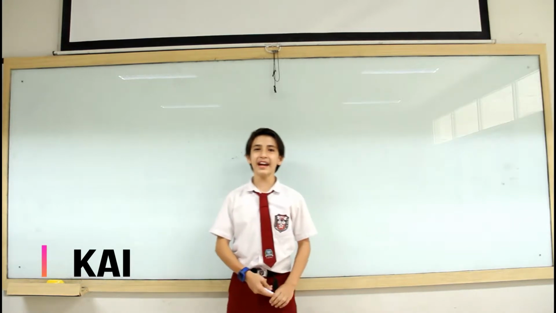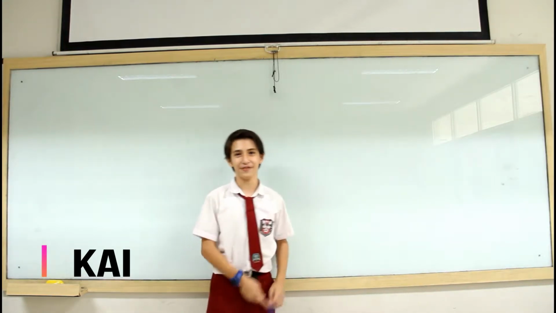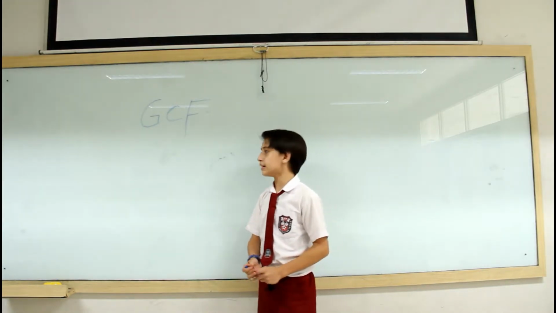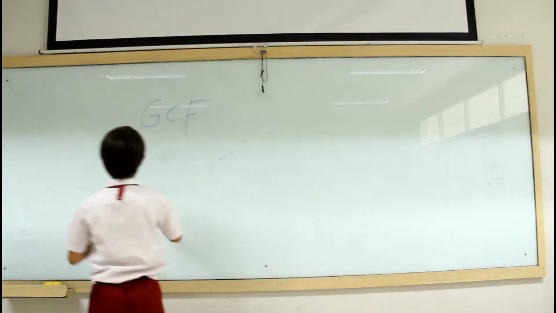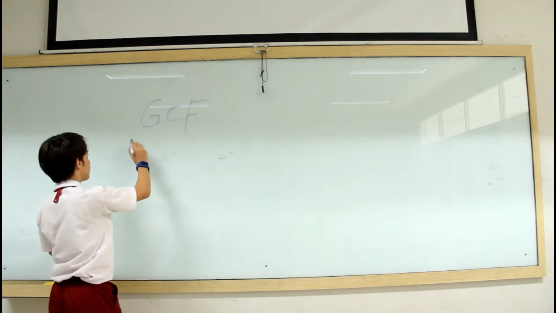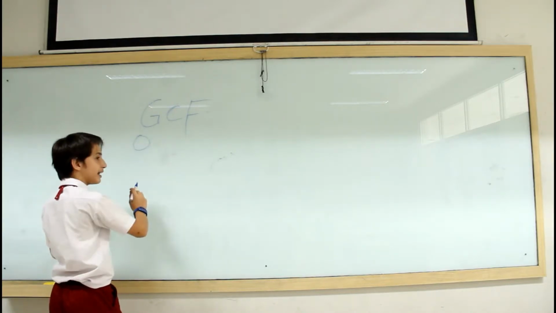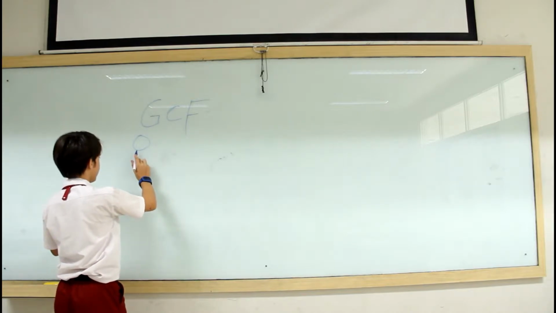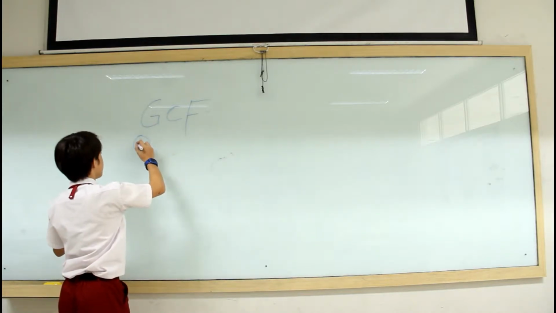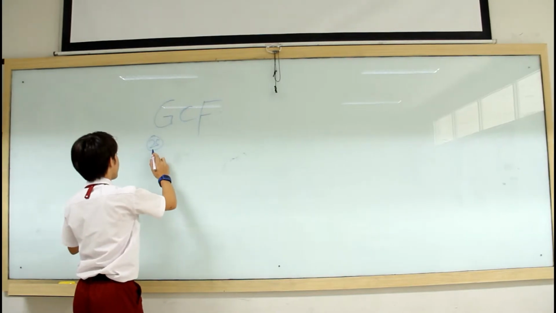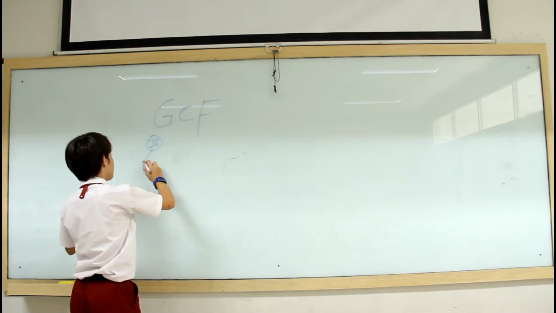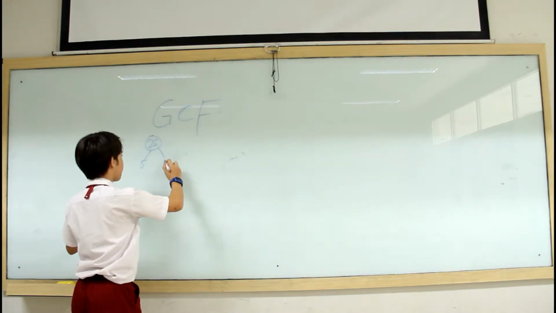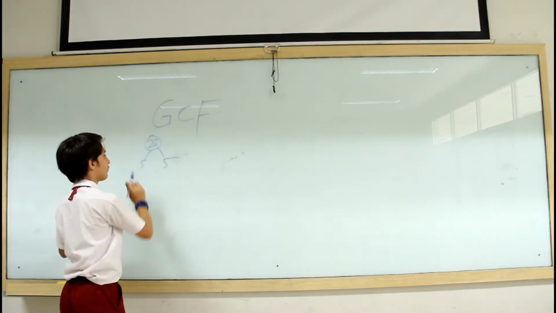Hi, my name is Kai, and I'm going to show you how to find GCF. To find GCF, you need to use a factor tree, but the difference is that you need prime factorization. Prime factorization is when you divide a number with a factor tree until you get to its smallest amount, which is a prime factor. Let's say the number is 25. 25 can only be divided by 5, which is its smallest factor. So the way to make 25 is 5 times 5.